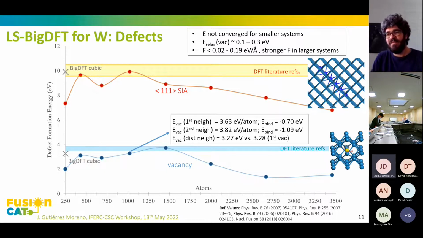And these models with large cells have stronger forces than the ones here that are very nicely converged. So there is almost one order of magnitude of difference here, and we expect this will have some effect. Still, the relaxation energy for one vacancy is between 0.3 and 0.1 eV, so this is still far from the reference. But we are still trying to figure out what's going on and how we can improve this. One of the things we are doing is increasing the accuracy of the computational setup, and we are running some tests now. We finished some of them some time ago.